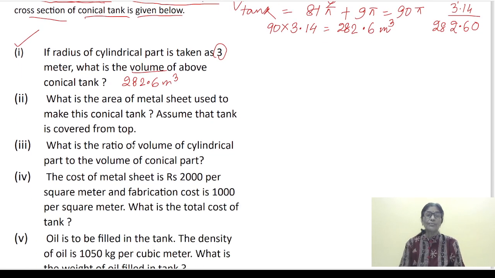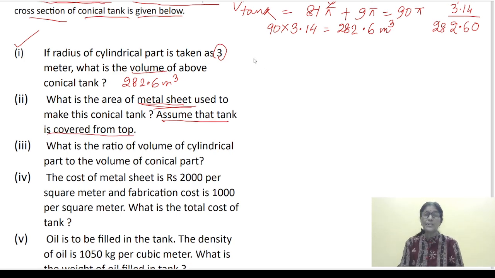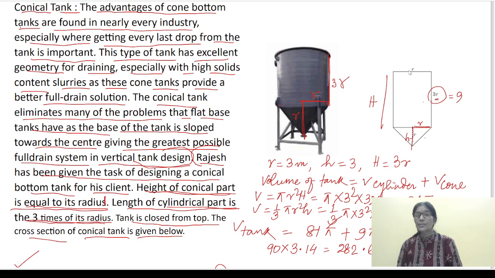Now coming to the second one. What is the area of the metal sheet used for making the conical tank? When we take a metal sheet to make it, we take the curved surface area to cover it. But here it is given to assume that this tank is covered over the top. That means this area will also be covered.